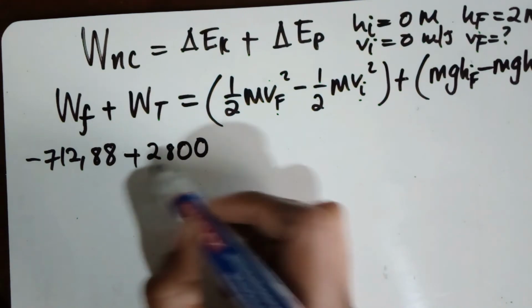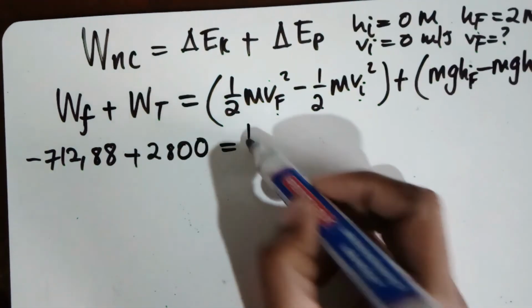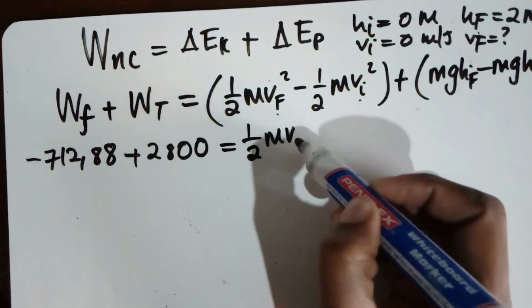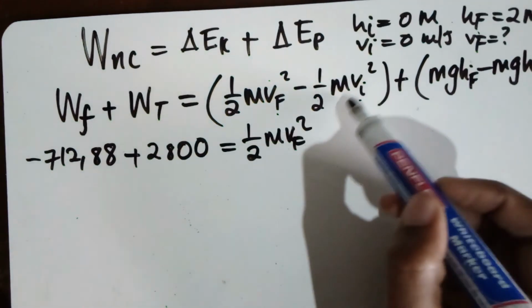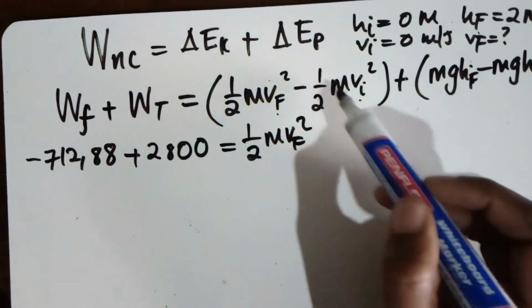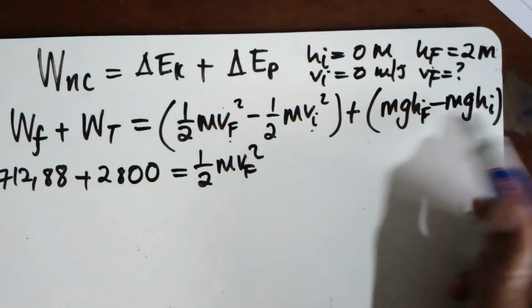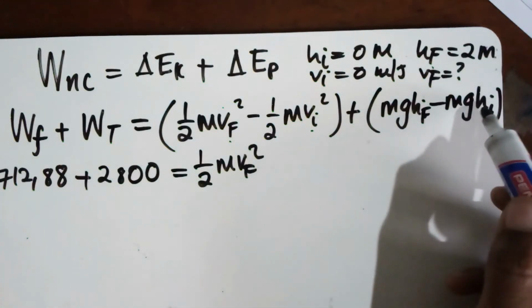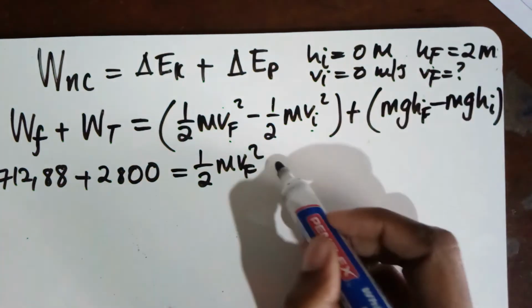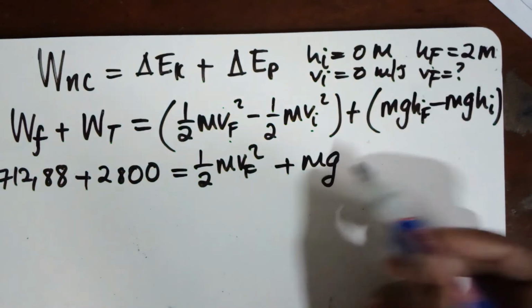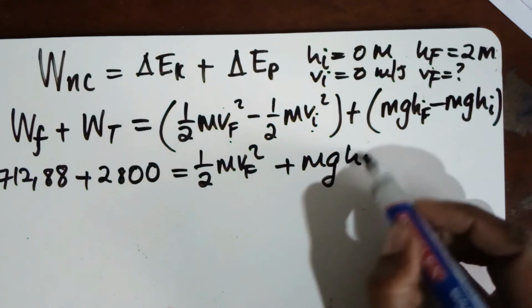A half of m v f squared. Initial velocity is 0, so this thing is going to be 0. As well as on this side, initial height is 0, so this entire thing here, mghi, is just going to be 0. So meaning you have plus mghf. And then now it's just a matter of substituting everything.